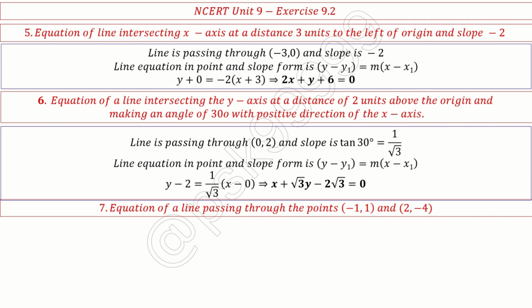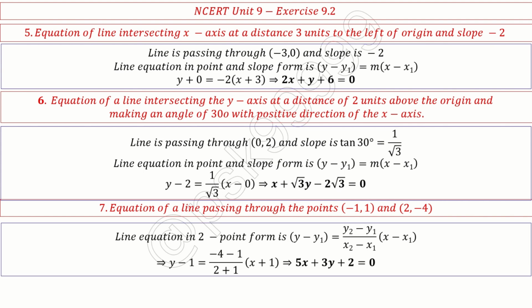Equation of a line passing through the points minus 1 comma 1 and 2 comma minus 4. This is again the 2-point equation. So just substitute y minus y1 equal to (y2 minus y1) by (x2 minus x1) into (x minus x1). This is the formula you use, right?